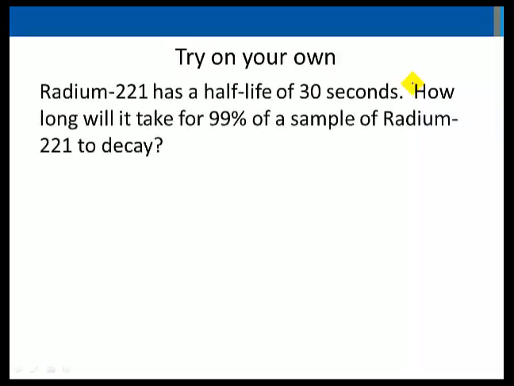Try on your own. Radium-221 has a half-life of 30 seconds. How long will it take for 99% of a sample of radium-221 to decay?